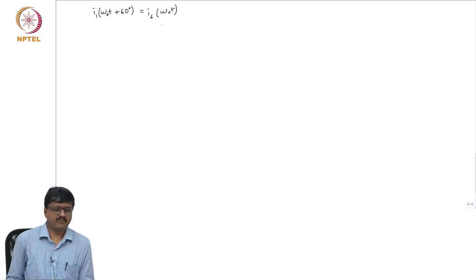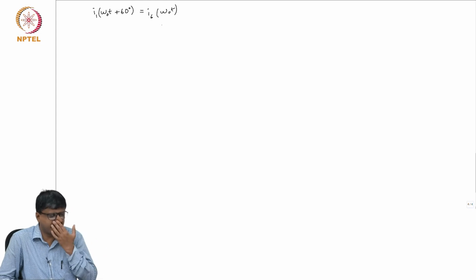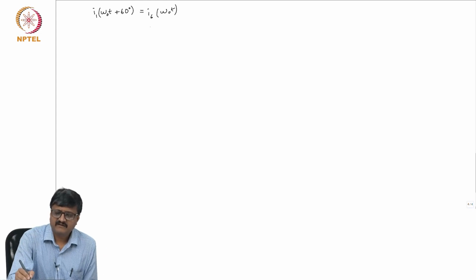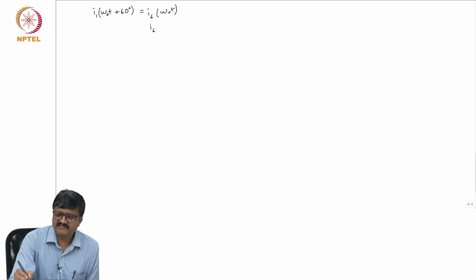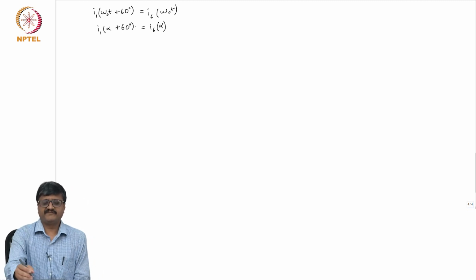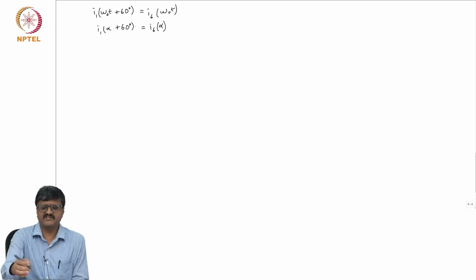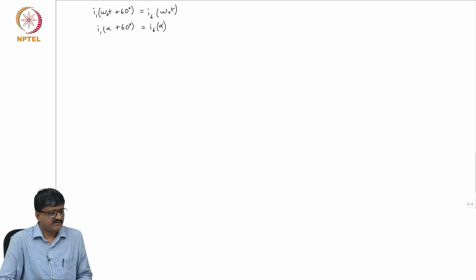Now, what I will do is, I will try to use the two equations which give the expression for I1 in the first subinterval and the second subinterval, and I will replace omega ot by alpha in this equation. So, if I take I6 of alpha, it is equal to I1 of alpha plus 60 degrees. See, the first equation is applicable for any value of omega ot. So, I just put omega ot equal to alpha.